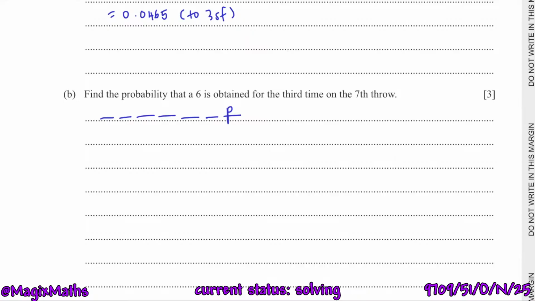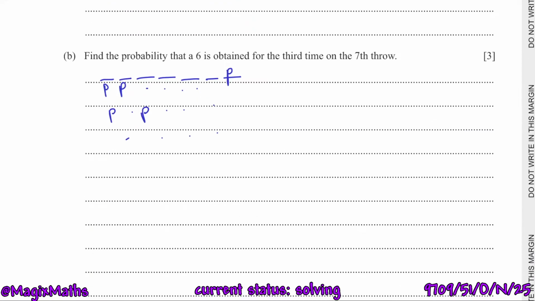And then it can be either success here, followed by fails, or maybe success here, followed by fails, and so on, so on. So let's try to think. I haven't done my revision yet, so I might be wrong about this, but let me think about this.